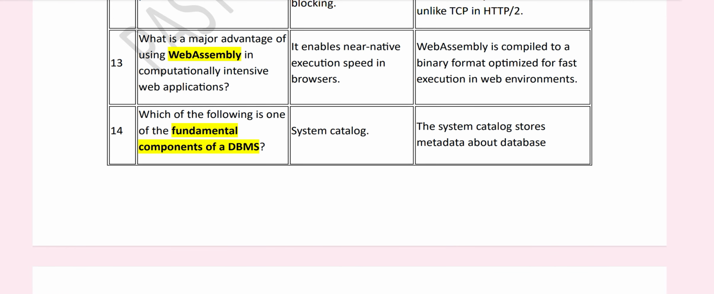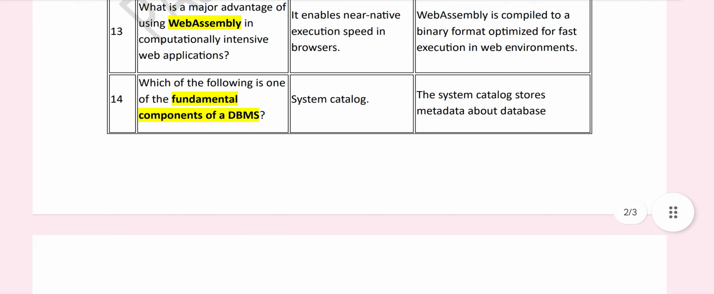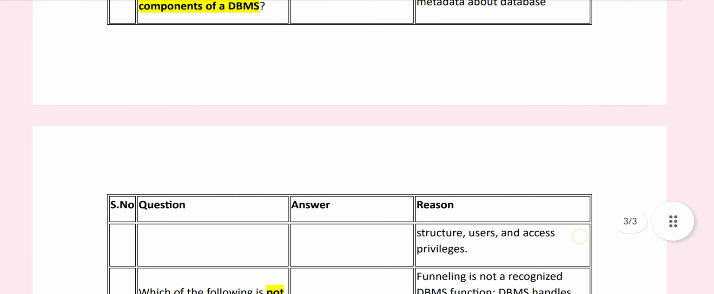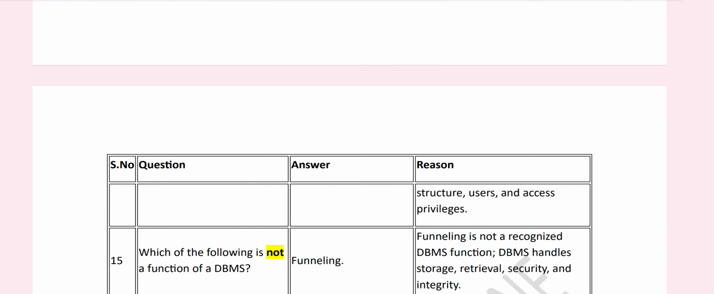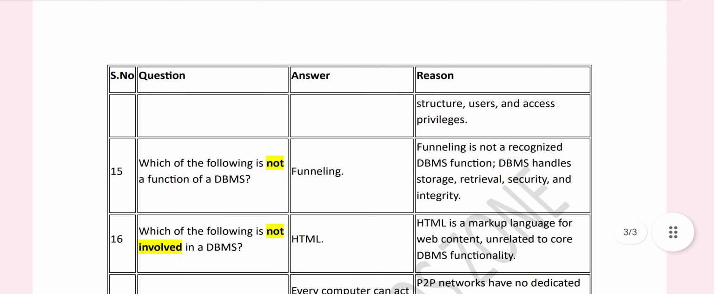Question number 14 is, which of the following is one of the fundamental components of a DBMS? System catalog is the right answer. The system catalog stores metadata about database structures, users, and access privileges.